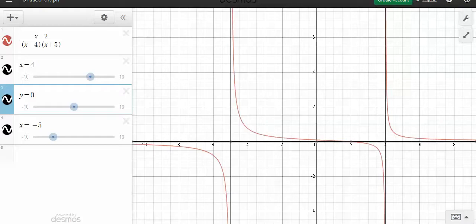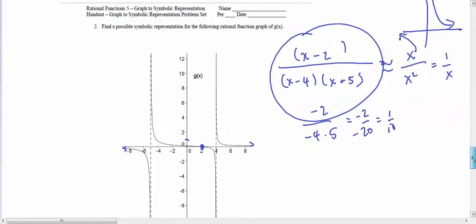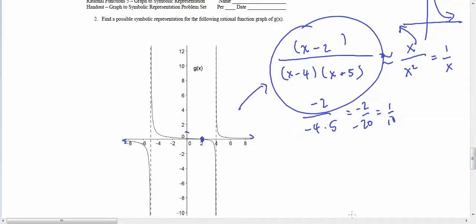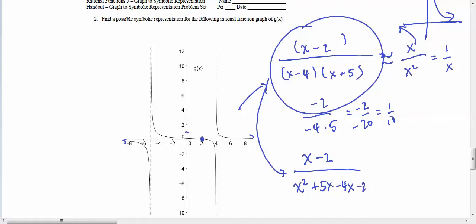Another thing that I need you to do is there's one more step. Even though this is the correct answer, it's just the way that I need to be able to put the information into the computer. I want you to FOIL out everything on the bottom and on the top. So on top I just have x minus 2. On the bottom I would have to FOIL this thing, first, outer, inner, last. That would be x squared plus 5x minus 4x minus 20. So I simplify that to x minus 2 over x squared plus x minus 20.